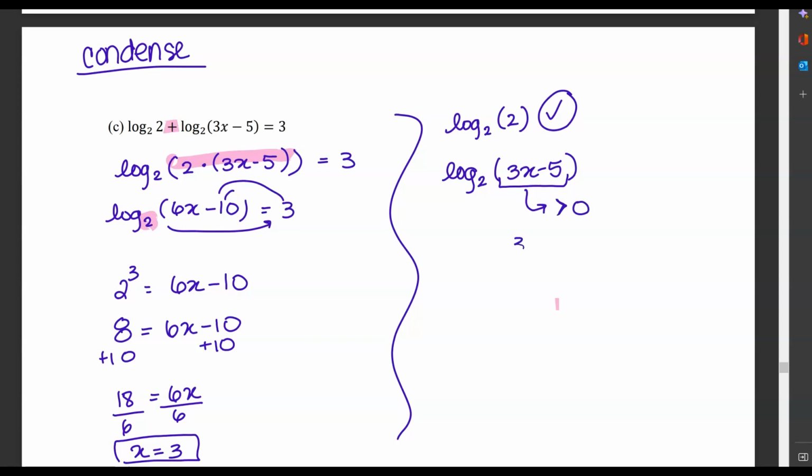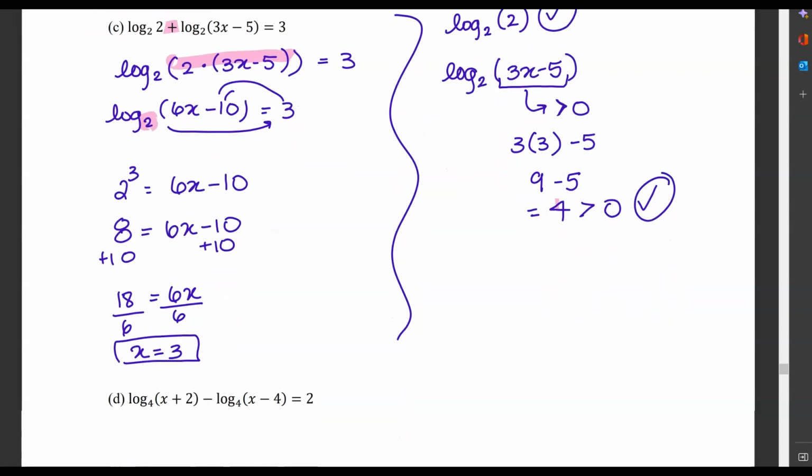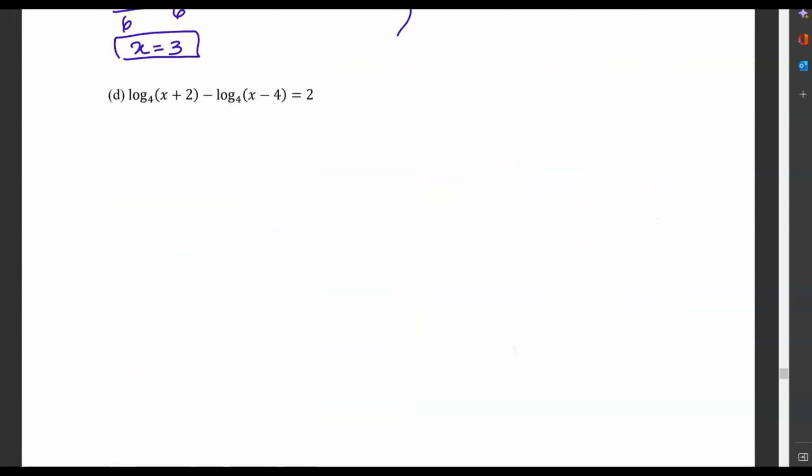So let's go ahead and plug it in. So 3 times 3 minus, sorry, minus 5. 3 times 3 is 9 minus 5. That gives me a 4. And 4 is definitely greater than 0, so we are good. Okay? So it's always good for us to check those values. Go ahead and take a moment and try D.